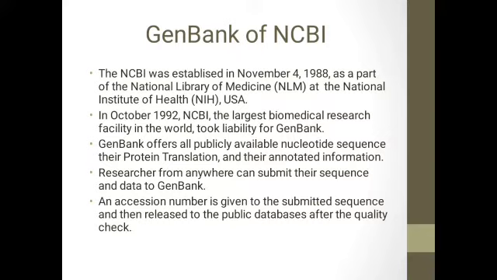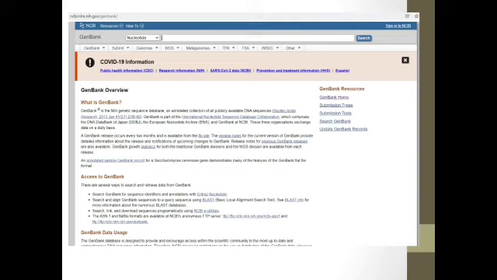NCBI was established on November 4, 1988 as a part of the National Library of Medicine at the National Institutes of Health, USA. In October 1992, NCBI, the largest biomedical research facility in the world, took over responsibility for GenBank. GenBank offers all publicly available nucleotide sequences, their protein translation, and their annotation information. Researchers from anywhere can submit their sequences and data to GenBank. An accession number is given to the submitted sequence and then released to the public database after the quality check. This is the GenBank site.